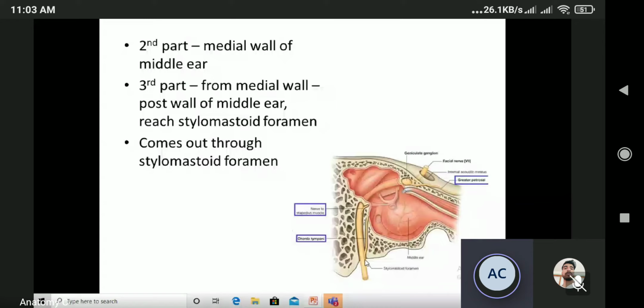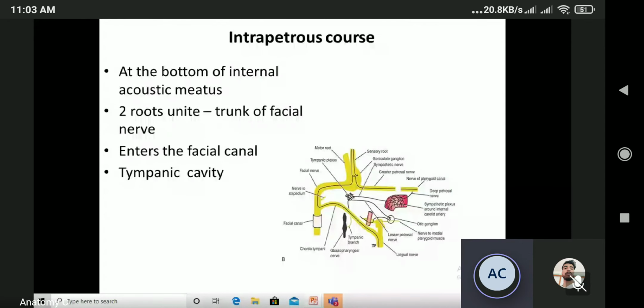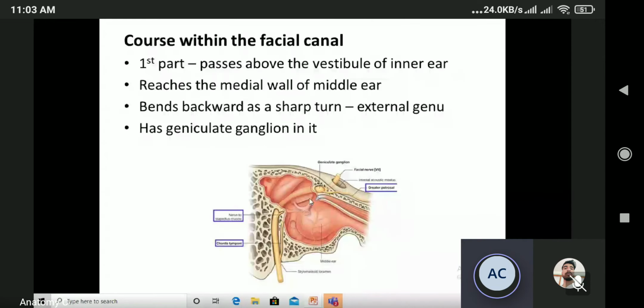So you should know the course of the facial nerve and how it emerges from the pontomedullary junction, enters the internal acoustic meatus, how it runs within the petrous part of the temporal bone, and from there how it enters the middle ear cavity along the facial canal. Along the facial canal, it gives a branch to the stapedius muscle, and also a branch that is the chorda tympani nerve. Then through the stylomastoid foramen, it comes out.